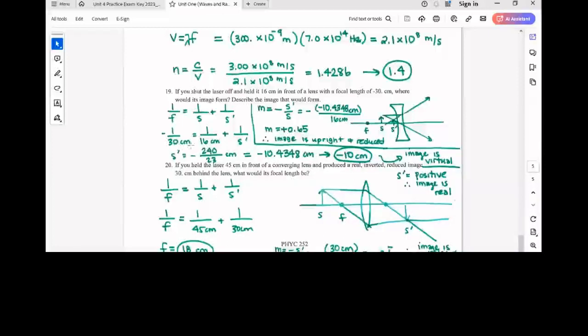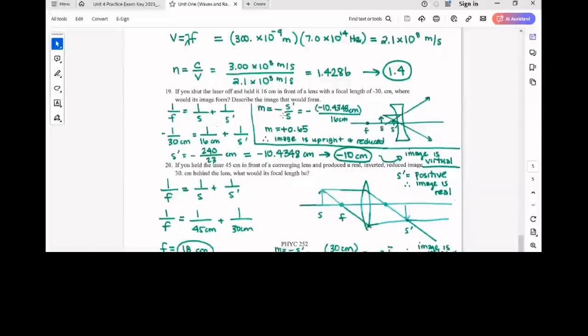So I used 240 as a common denominator. You get negative 23 over 240 as 1 over s prime. And that means s prime is minus 240 over 23 centimeters, so negative 10.4348 centimeters. Again, this ray tracing diagram is not actually to scale, but it predicted an image distance that was smaller than 16 centimeters, and I have indeed found one that's smaller than 16 centimeters. To 2 sig figs, that's negative 10 centimeters for the image distance s prime.